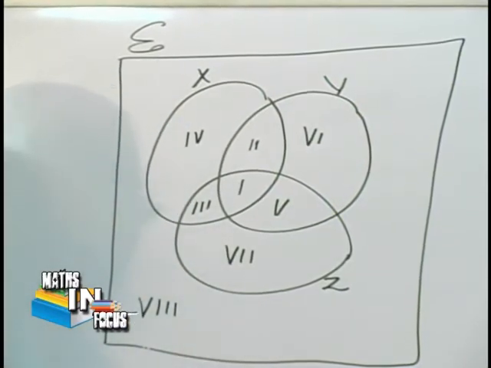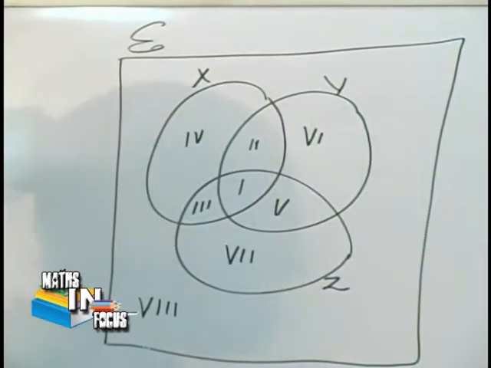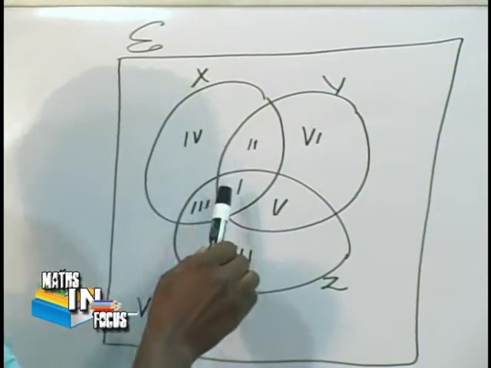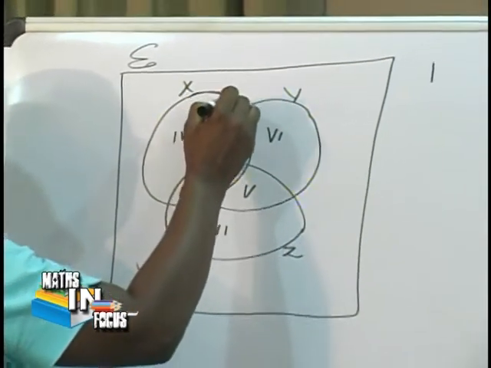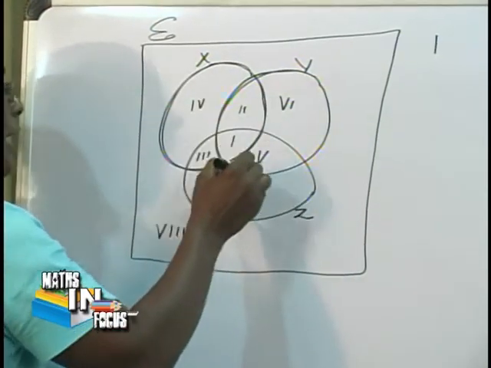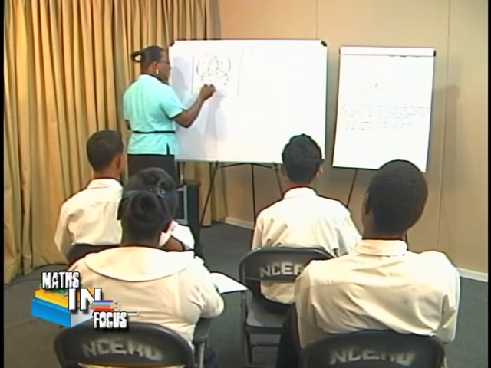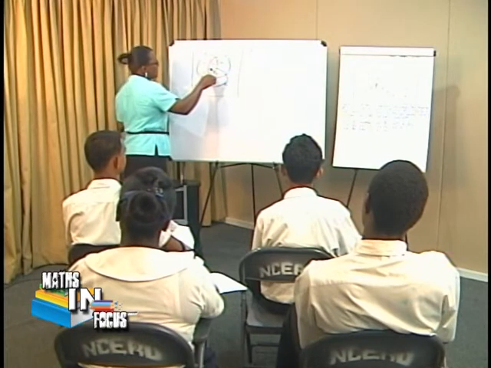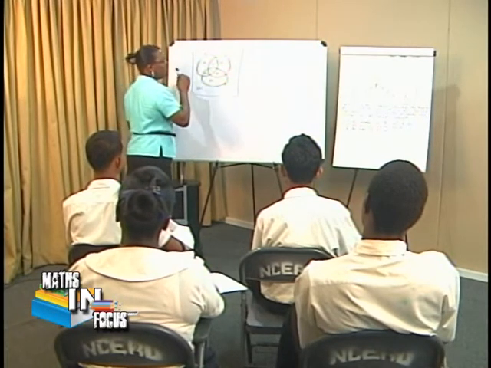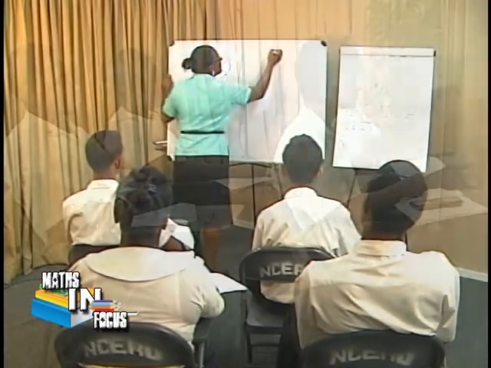Now let's name the regions. Region 1 is here, and what we notice is that region 1 is a part of X, is a part of Y, and also is being shared by Z. So region 1 would be X intersect Y intersect Z. All 3.